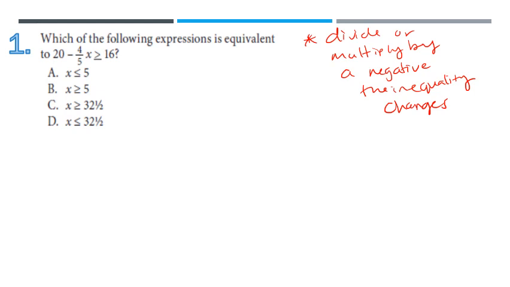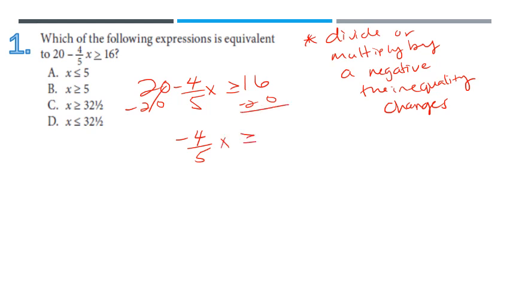Sorry. So we have 20 minus 4/5 x is greater than or equal to 16. Remember, when you're solving, you're doing PEMDAS backwards. So I'm going to add or subtract before I multiply or divide because we're going backwards. So I'm subtracting 20 from both sides. And I'm left with negative 4/5 x is greater than or equal to negative 4.